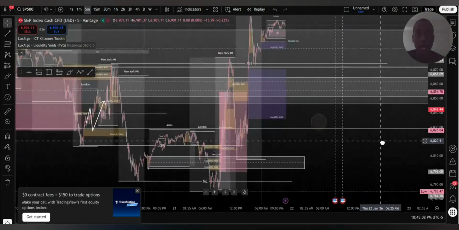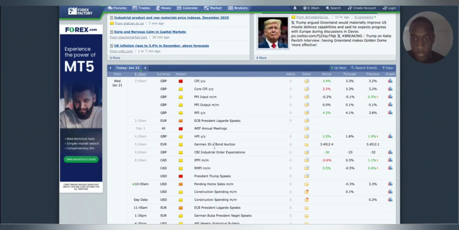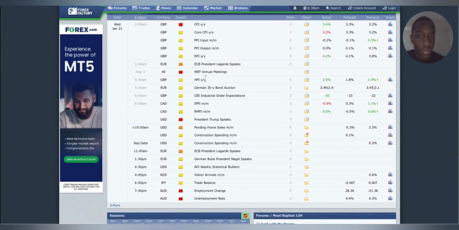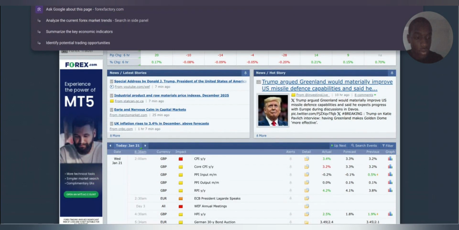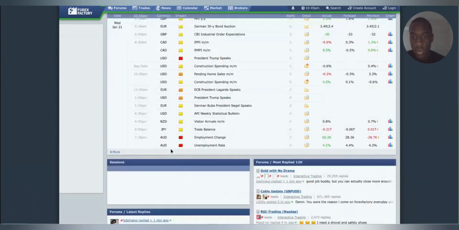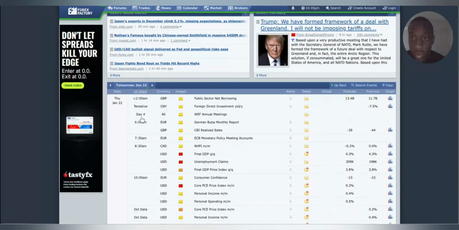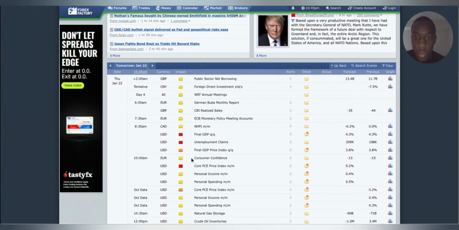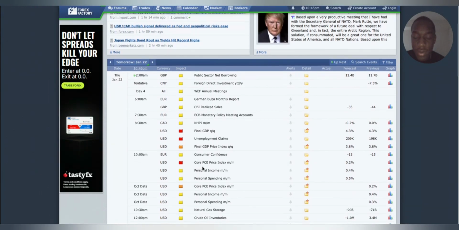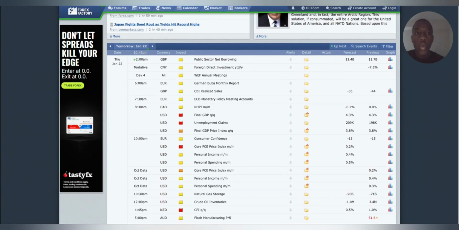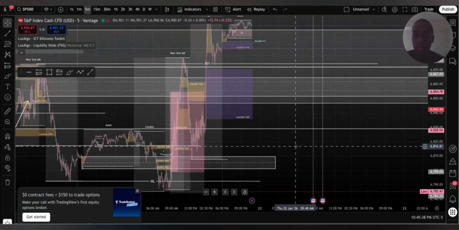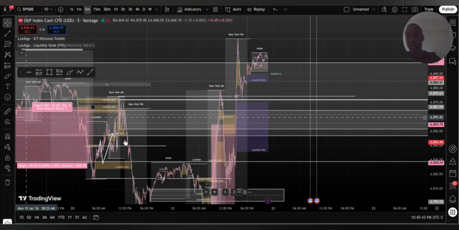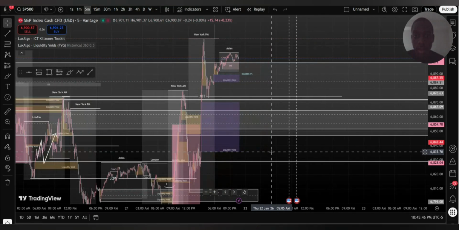Let me check Forex Factory. January 21st. Alright, so it's stuck on this morning. Let me see tomorrow. Tomorrow, January 22nd, we have the final GDP and consumer price index. I might skip trading tomorrow, just demo trade the news, see what happens. But here is a plan for tomorrow's trade.